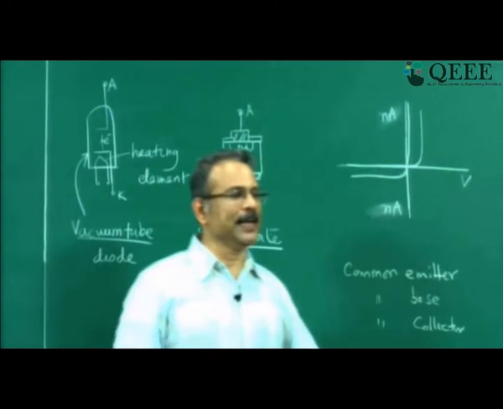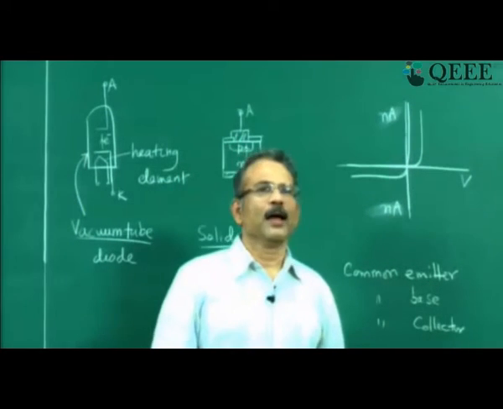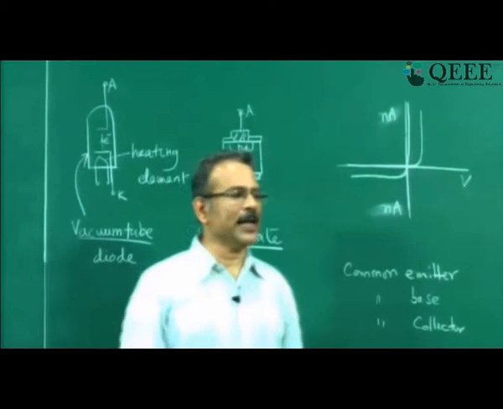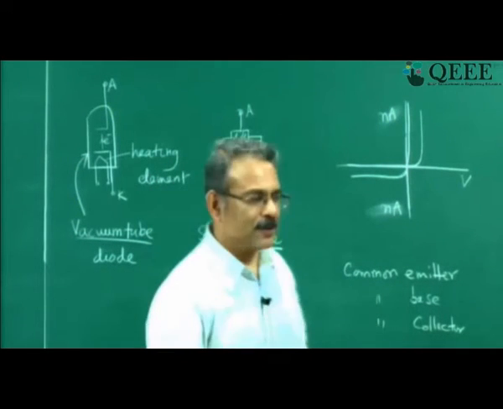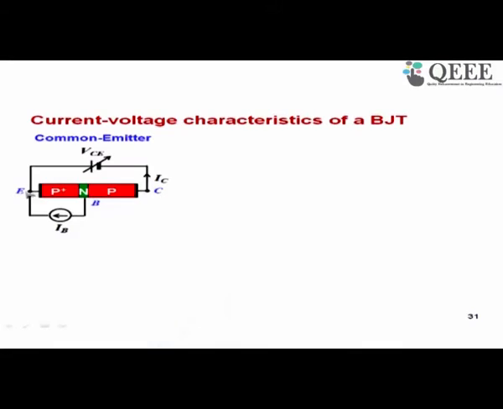Common emitter, that means I will apply the voltages or currents with respect to emitter. So here you can see the emitter is common. I am applying a voltage between collector and emitter as I did for a diode, but between emitter and base I am now applying a current, and this current controls the current between emitter and collector. So base is the controlling terminal.